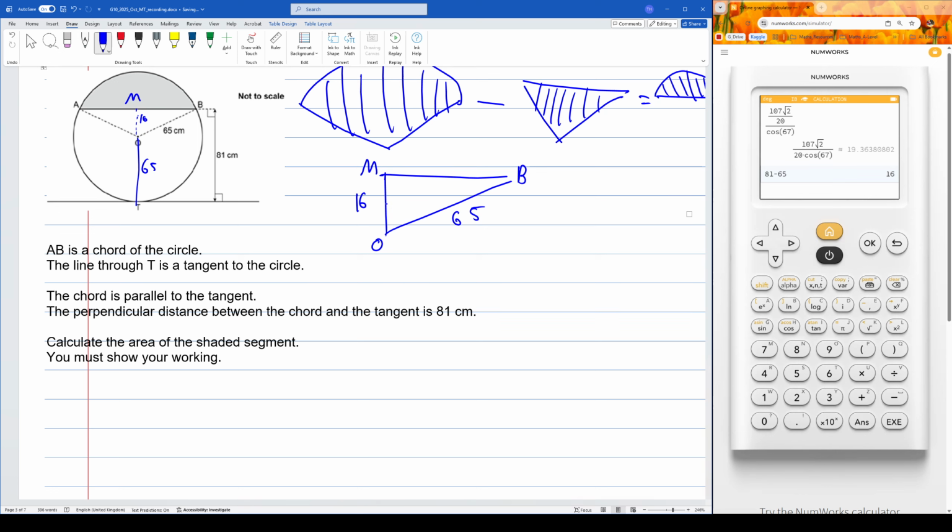65. And I want to know, what's that angle? Let's call that theta. So that's the hypotenuse, that's the adjacent. So cos 16 over 65, or sorry, cos inverse I should say. Cos inverse 16 divided by 65 gives me 75.75.